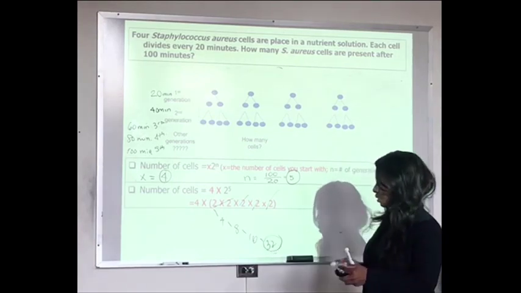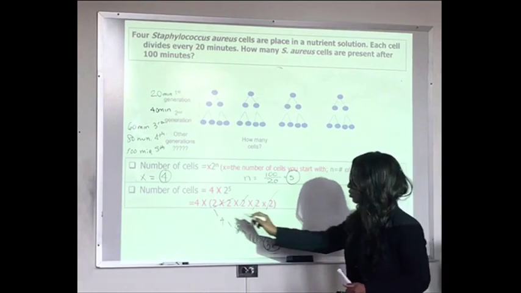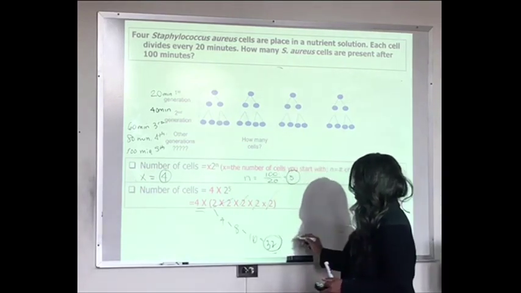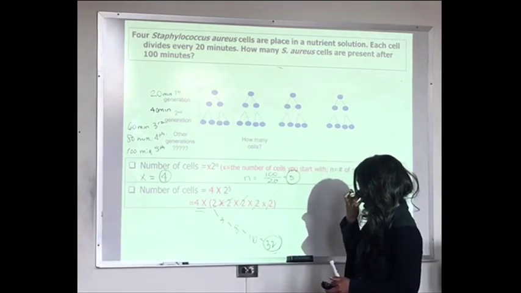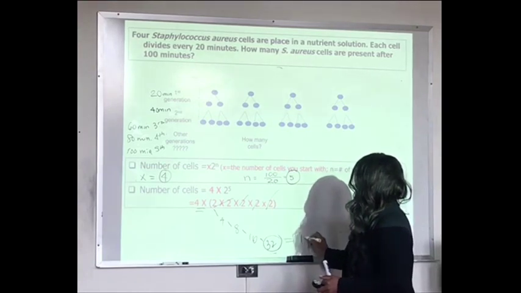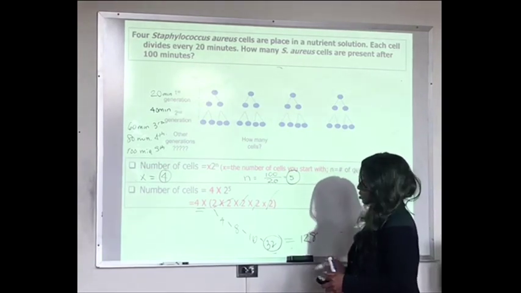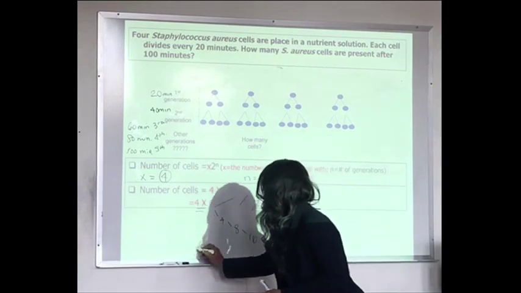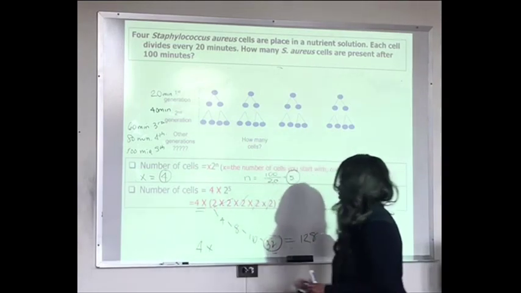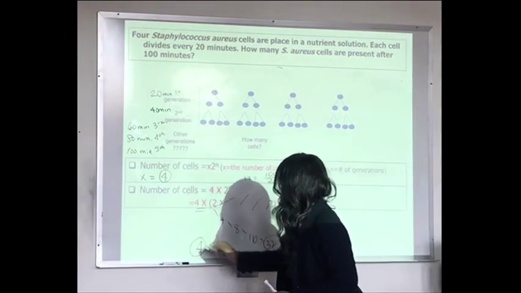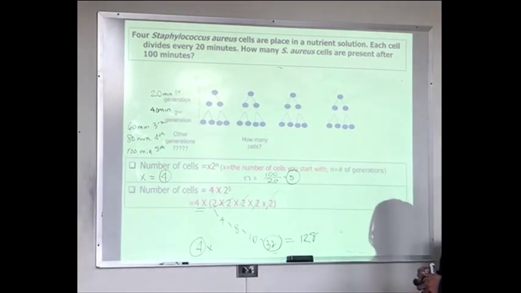And now I multiply it times 4. When I multiply that times 4, that will give me 128 cells. So 4, I'll just bring this down, 4 times 32. It's good to circle and label everything so you know what exactly you've done. And on the exam, you would be able to answer a question like this.